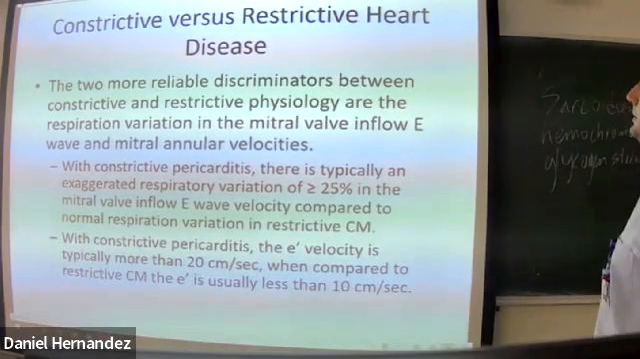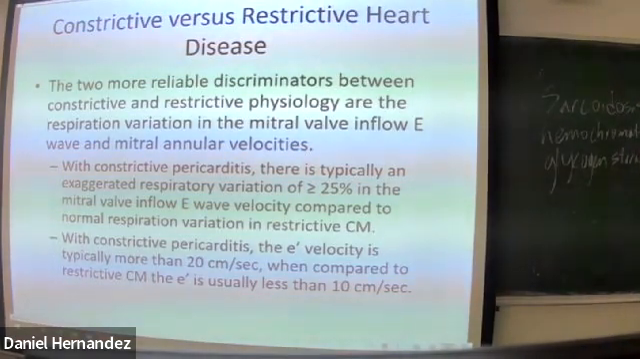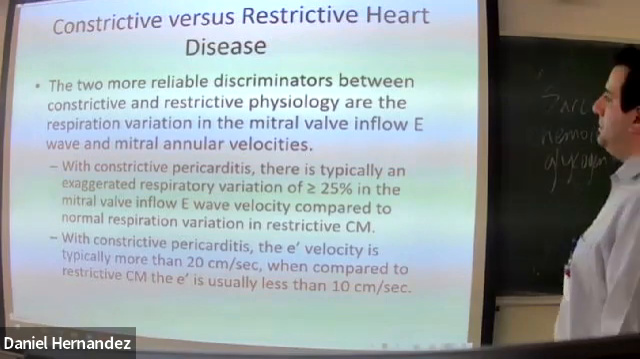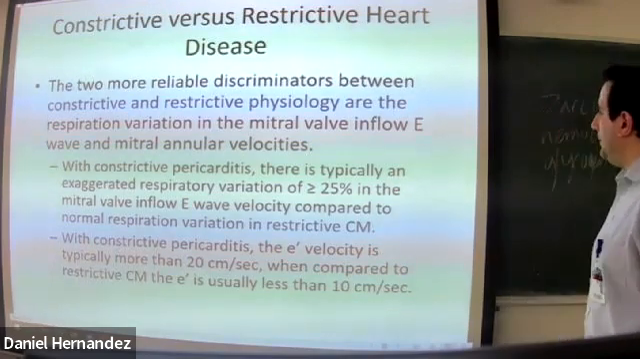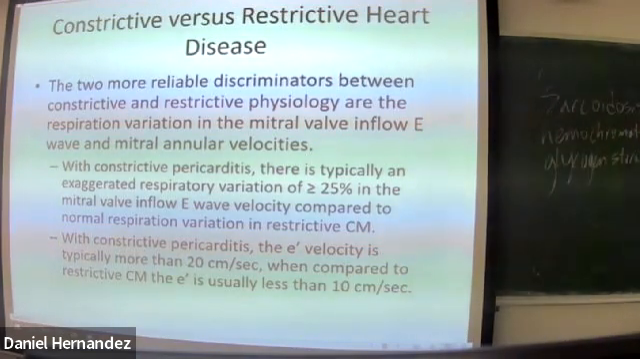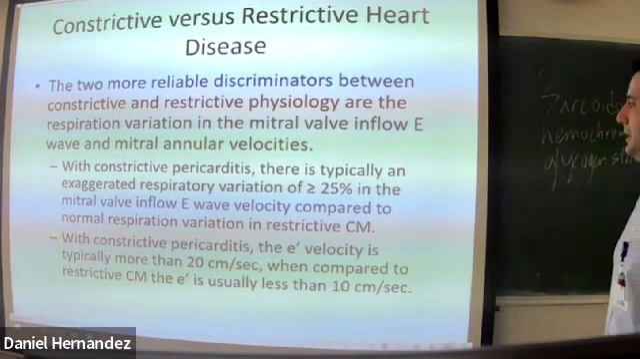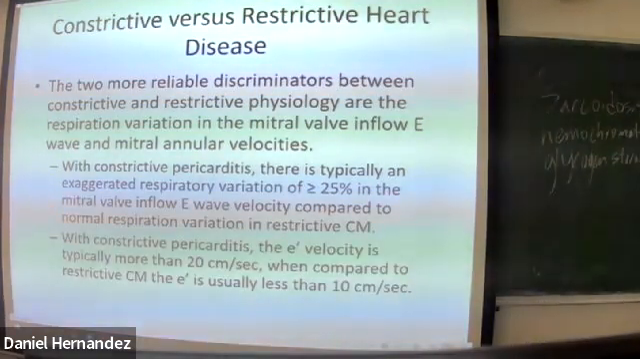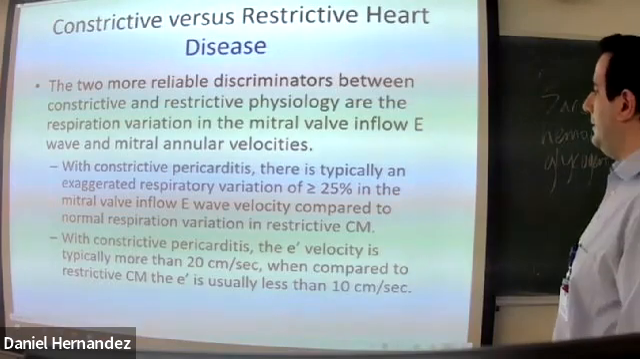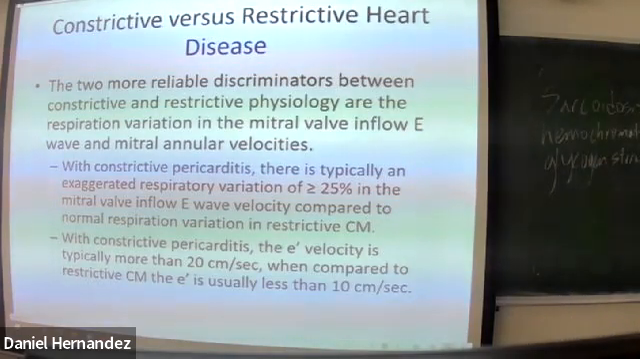Again, so here we go. This just kind of summarizes that a little bit. So the two reliable discriminators between constrictive and restrictive physiology are the respiratory variations in that mitral valve inflow, that E wave, as well as our mitral annular velocities. So that's going to be our tissue Doppler.